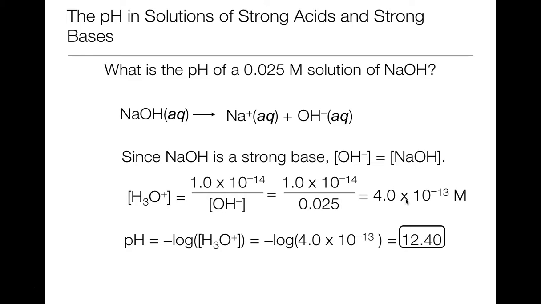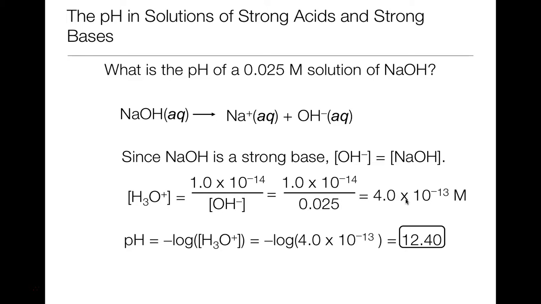So now we've solved for the concentration of hydronium by knowing the concentration of hydroxide, right? We can plug that into our pH equation. So we have pH equals negative log of hydronium again. We plug in our concentration of hydronium. The number we should get is 12.40, it's greater than 7, and that makes sense.